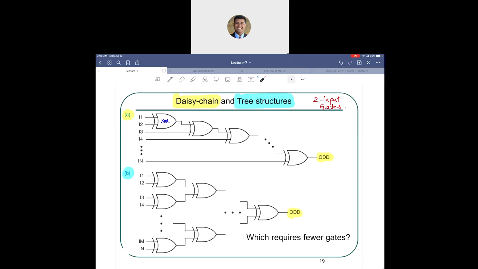So that's the main problem. Timing asymmetry is a problem in daisy chain. That problem is not there in the tree structure because everything is symmetric.